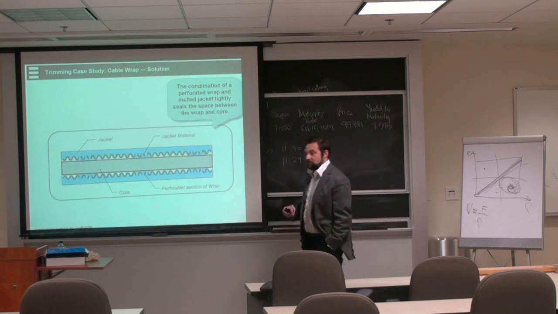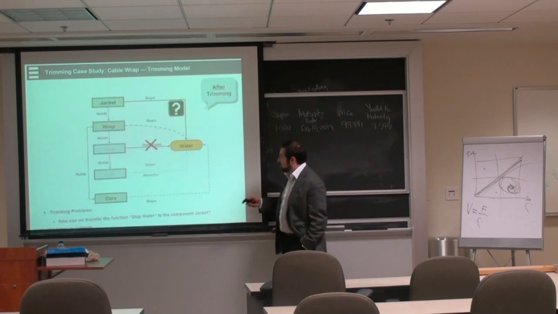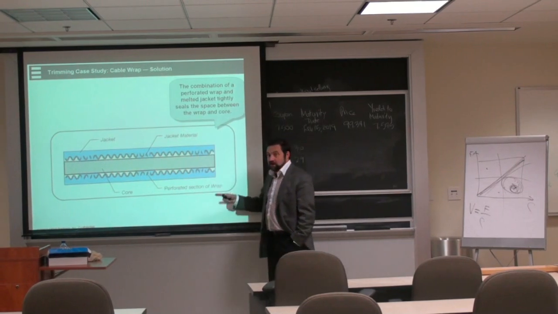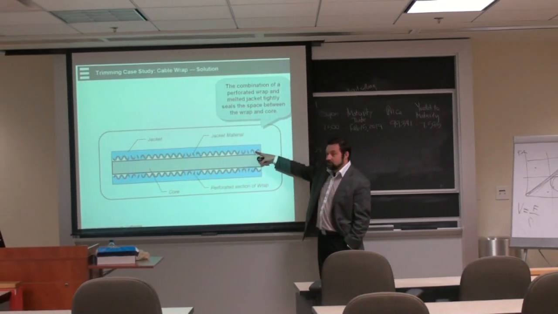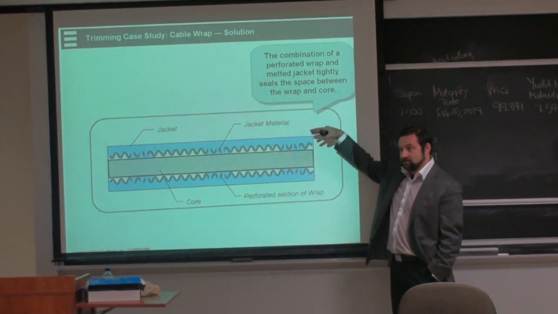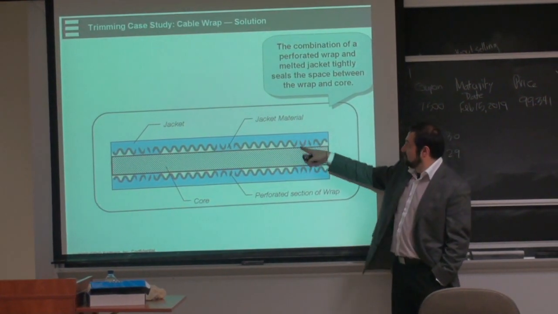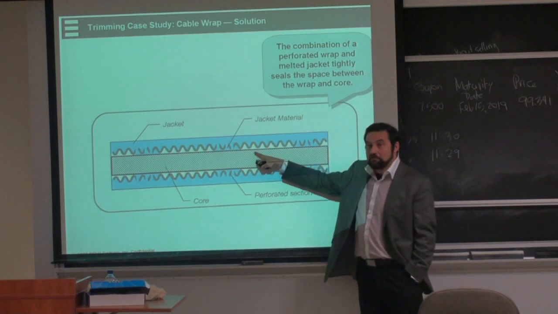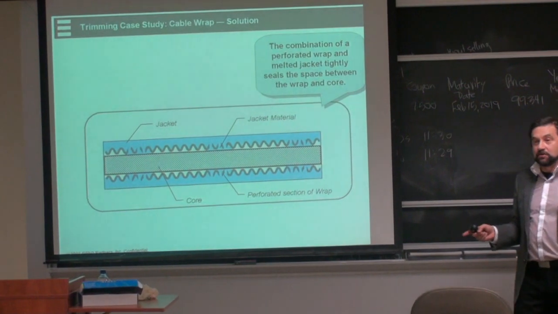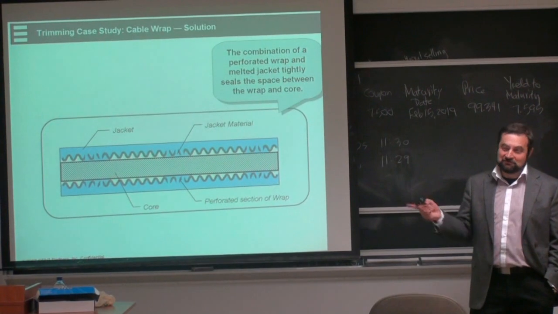So I'm not going to show you how we came up with this solution, but this is a very inventive solution. Remember, the only thing that we have is a jacket and a wrap and a core. The idea was, let's make a few holes in the wrap and then pour melted jacket on the top. So the melted jacket will go through the holes and create only pockets inside. So if water gets inside, it's not going to get distributed. Got it? 1, 2, 3.